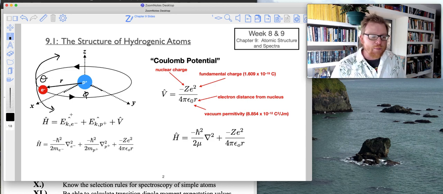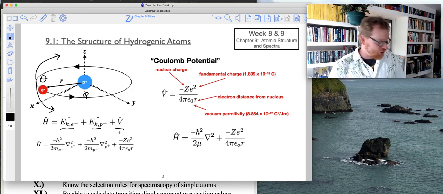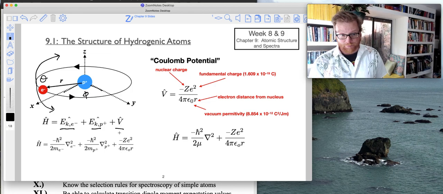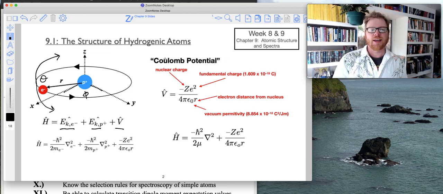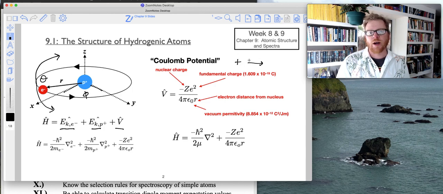When we put this energy operator together, we have the kinetic energy of the electron, the kinetic energy of the proton, and then the potential energy between the two. The potential energy we're going to use is given by Coulomb's law. This is the Coulomb potential that describes the attraction or repulsion of charged particles. Where we see a negative, that typically corresponds to an attraction, like a positive point charge being attracted to a negative point charge.